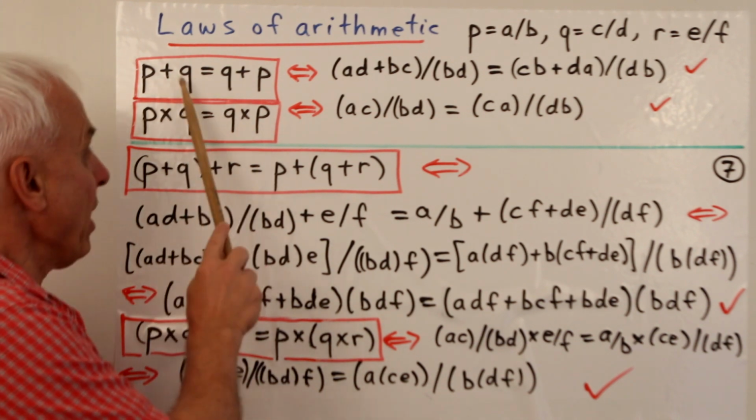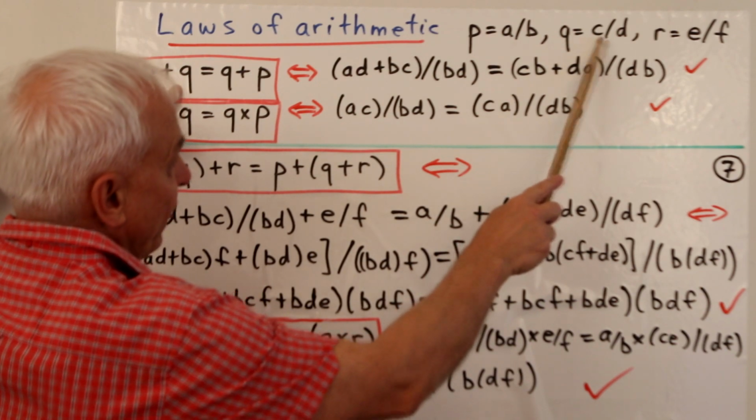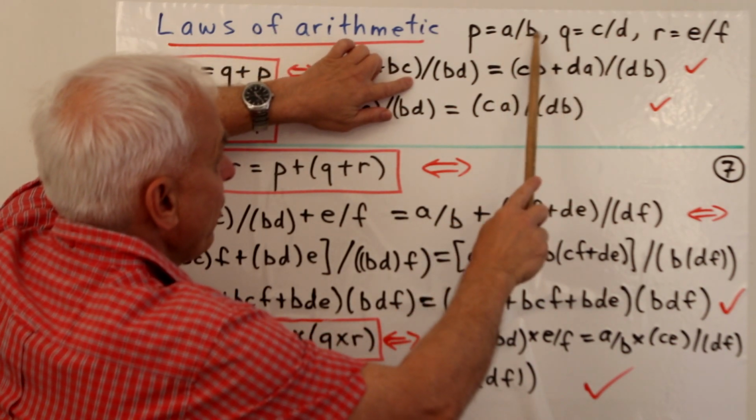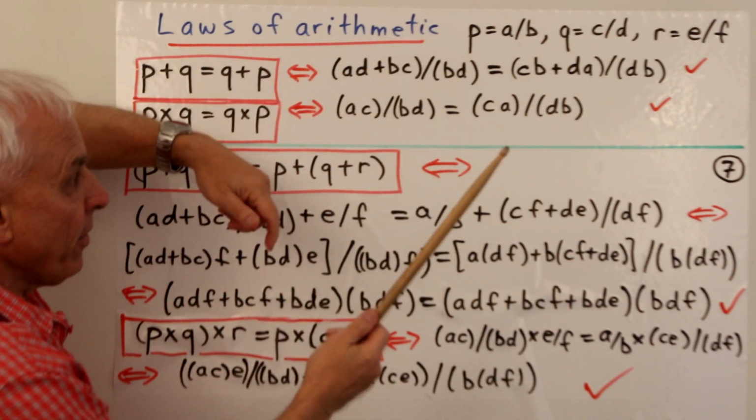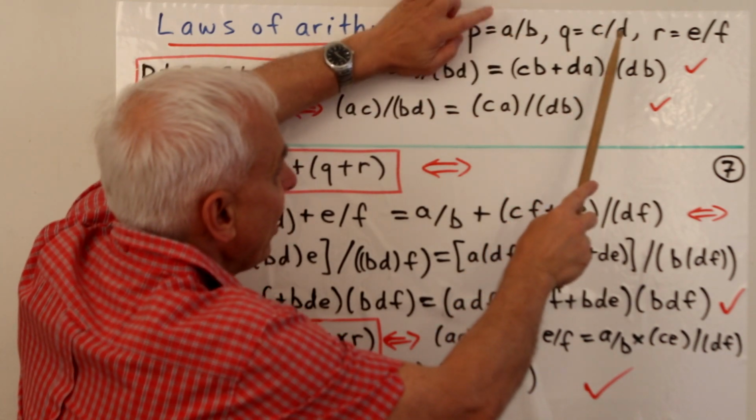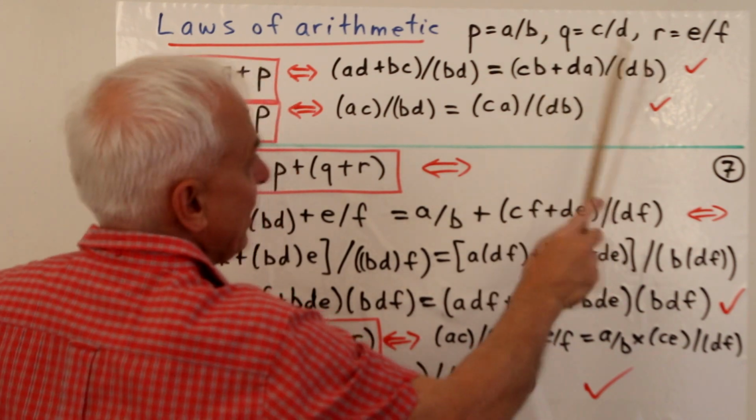Okay, so what does this one amount to? Well, P plus Q, what is that? We have to add these 2 fractions. So we get AD plus BC over BD. And Q plus P in the other order, so you have to interchange the order, you get C times B plus D times A, all over the product DB.